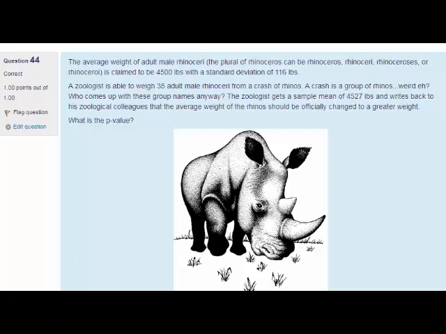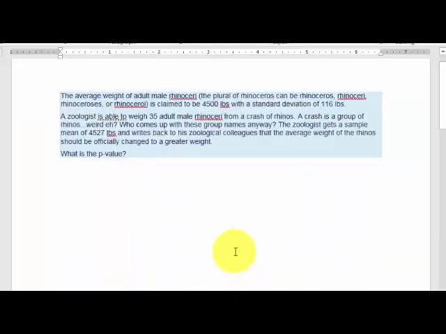This problem is a one sample t-test, right? So you have a sample from this guy, 35 rhinoceri. Their average weight was 4,527, and the stated weight, the claim, was 4,500. Okay, so you're going to set it up like this.